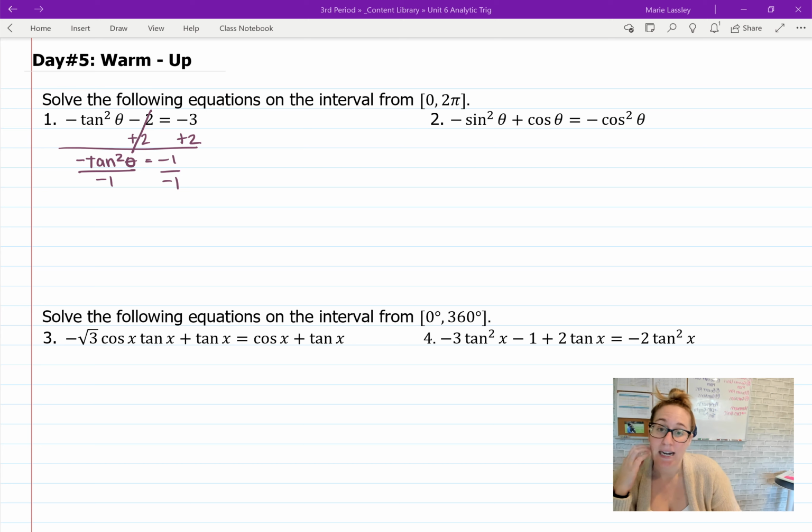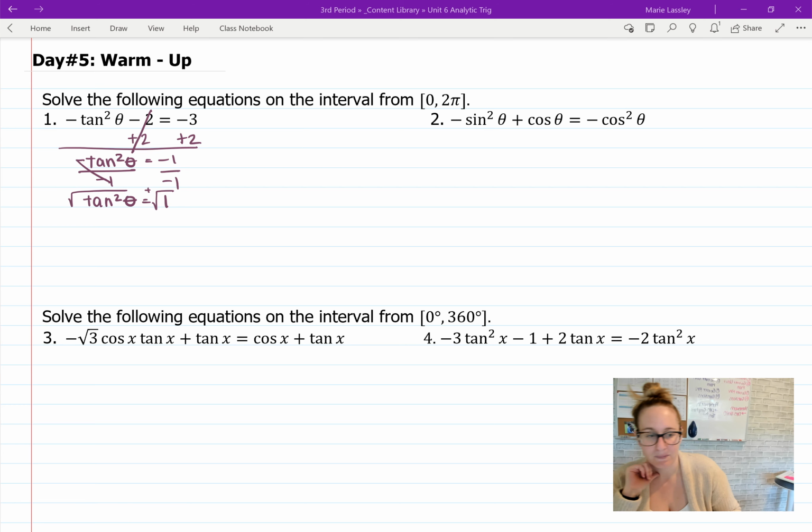Now I need to take a square root of both sides because I want it just to be tangent, not tangent squared. To get rid of the square, I am going to square root both sides. And we know this rule: anytime you take a square root of both sides, you have to make sure that you do a plus or minus in front of the side that has the numbers. So this becomes tangent theta equals plus or minus the square root of 1, which is 1.